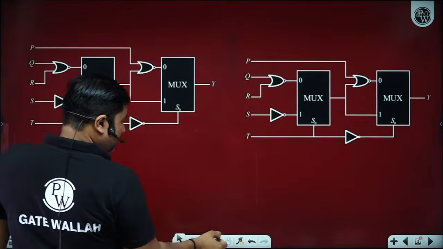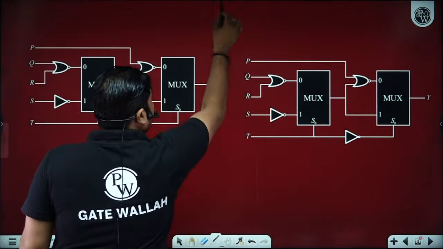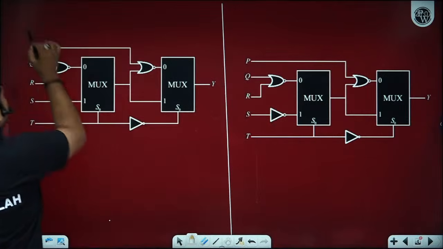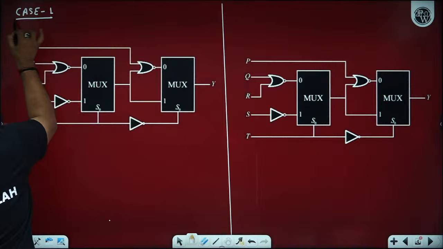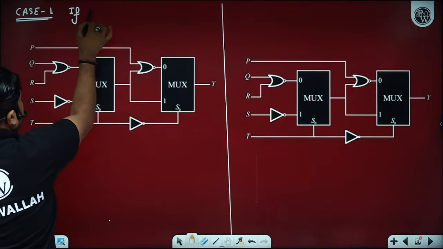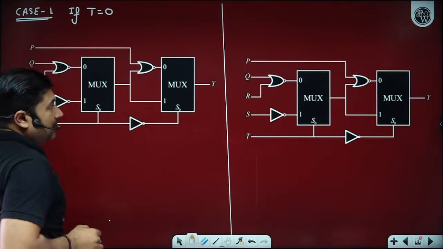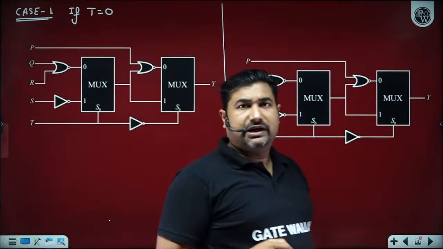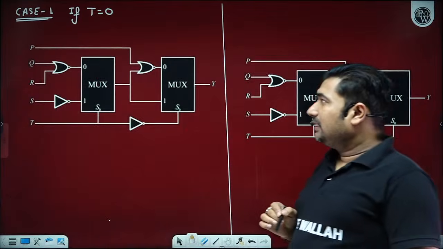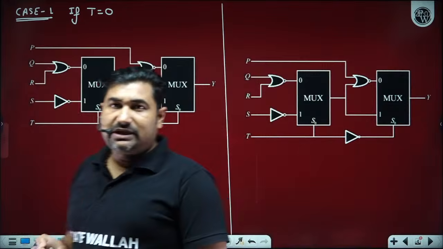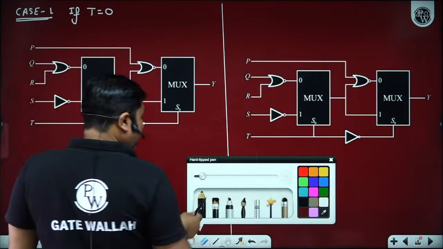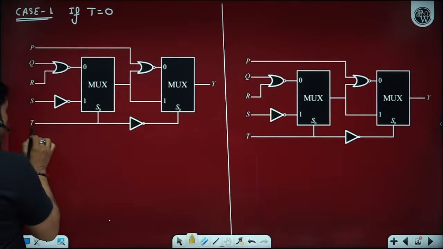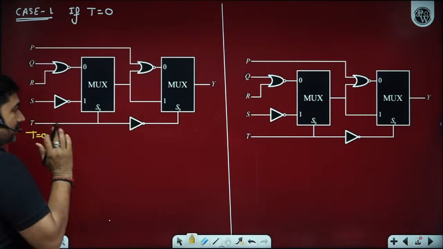So let us suppose this is your case 1. Now everyone please observe, very important. Case 1: suppose T is equal to 0, because there are only two possibilities for input T. We have to identify the maximum delay. So first of all, consider T is equal to 0.